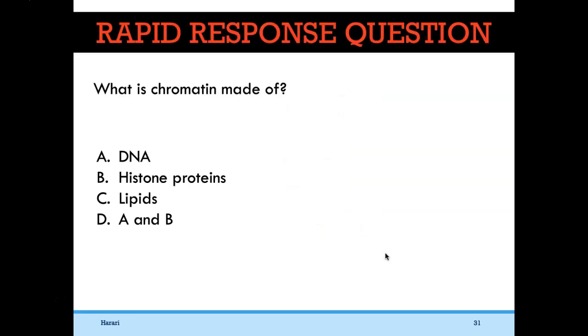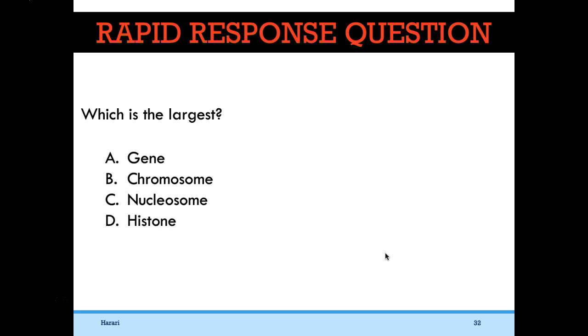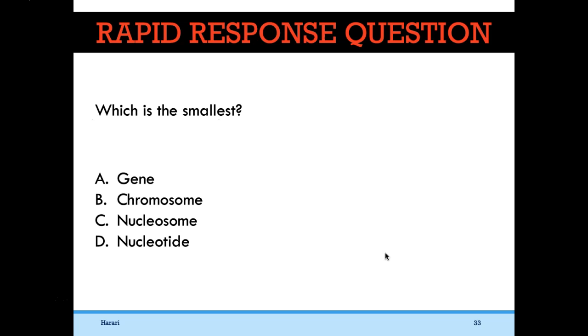So what is chromatin made out of? You can pause here. And the answer is D, DNA and histone proteins. Which is the largest? You can pause here. And the answer is a chromosome. Which is the smallest? Pause here. And the answer is a nucleotide.